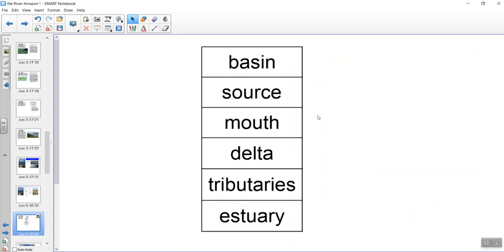And you now know all of these words. These are the technical words to describe parts of a river. They're not all the words that we would use to describe parts of the river, but they are the technical words that we would use today.